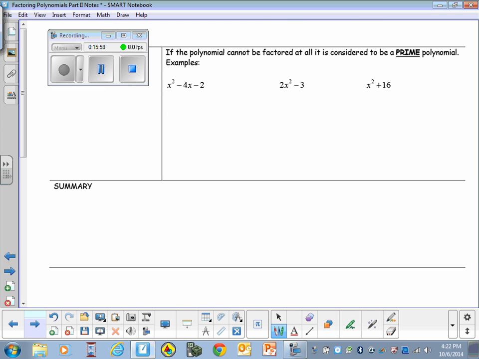Sometimes you can't factor the polynomial. Let's look at this one. 2 is just 1 times 2. Is there any way to add that together to get 4? No. This is prime, because you can't do it.